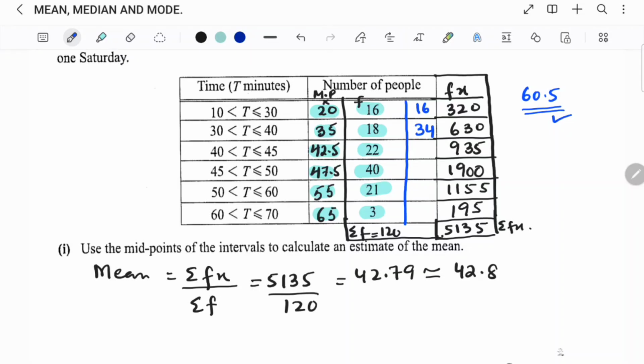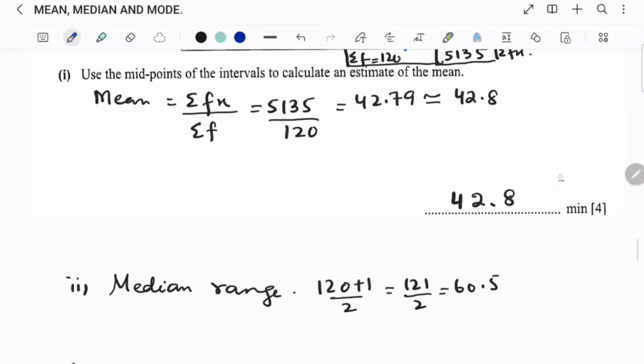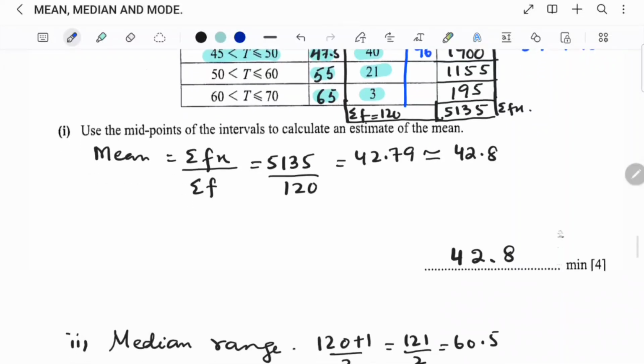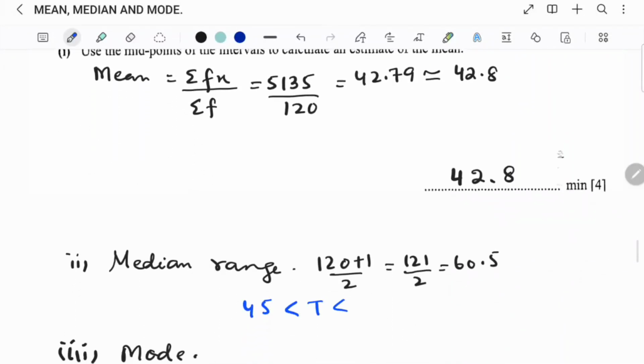Now 34 plus 22 is equal to 56. Still we haven't reached there. 56 plus 40 is 96. It means that from the 57th to the 96th value, which range was repeating? 45 to 50. This range was repeating. The x values will always answer, either for the median or the mode. So the 60.5th value will be in 45 < t ≤ 50. That is your median range.